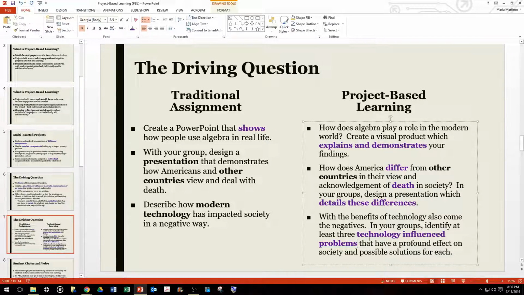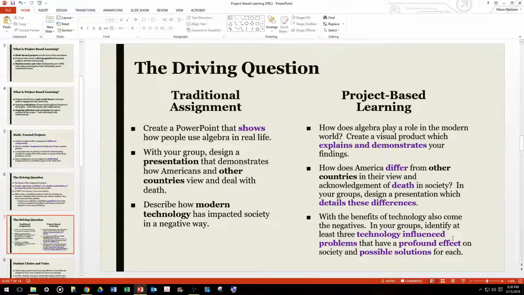And of course, if they're coming up with these problems and saying they're technology influenced, they're going to have to identify how they are technology influenced. So they're going to have to identify the problem. They're going to have to identify the effect. So right off the bat, again, what's the effect? And then what is a possible solution? So here we're having multiple components of an assignment that again leads to this idea of project-based learning.